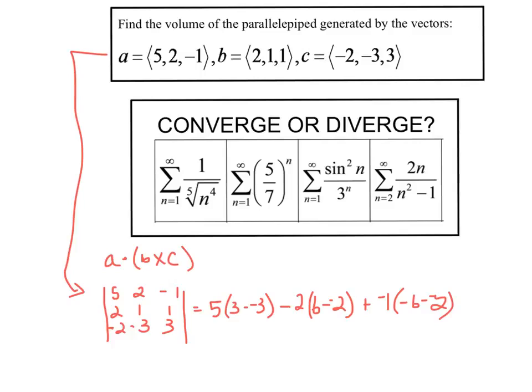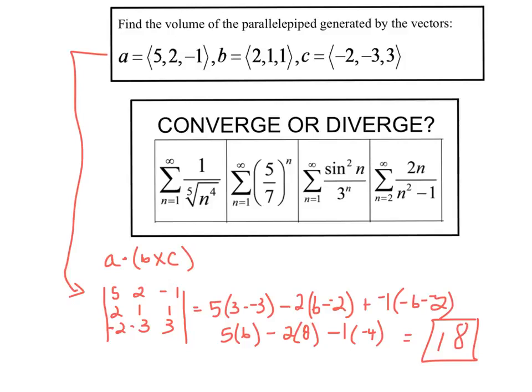So we have 5 multiplied by 6 minus 2 multiplied by 8 minus 1 multiplied by negative 4. So 30 minus 16 is 14 plus 4 is 18. And just remember, if we'd gotten a negative answer, we simply would have made it positive.